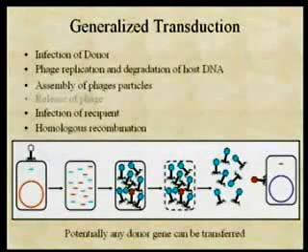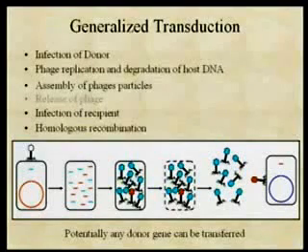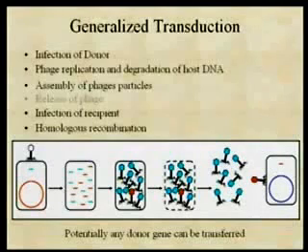Now this is called generalized transduction because potentially any of the donor genes can be taken up and transferred by this process. Any individual phage particle will only transfer a small part of the donor chromosome. But since it is a random event which piece of DNA gets packaged into the head, potentially any gene can be transferred by this mechanism. And that's why it's referred to as generalized transduction.